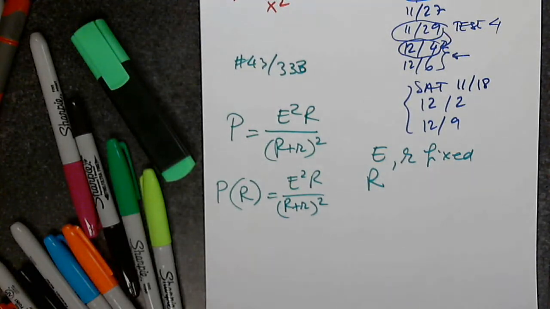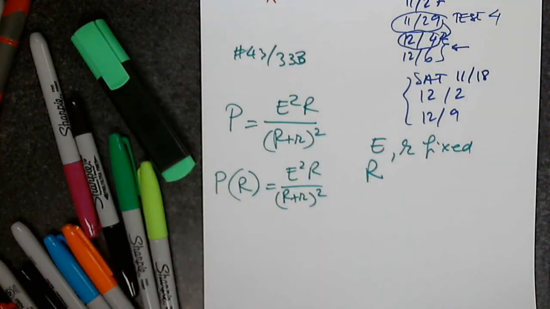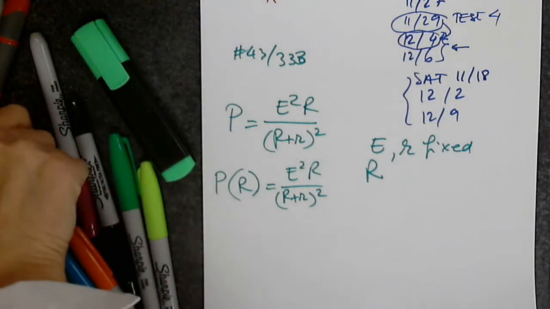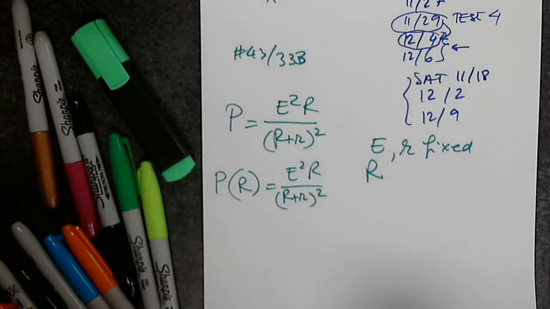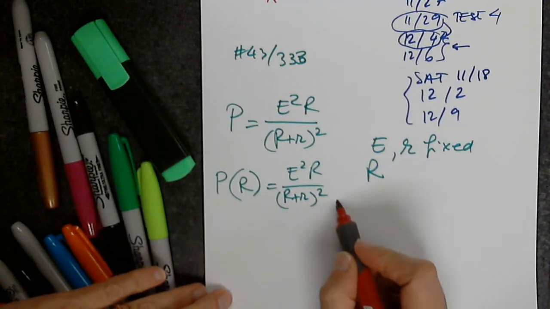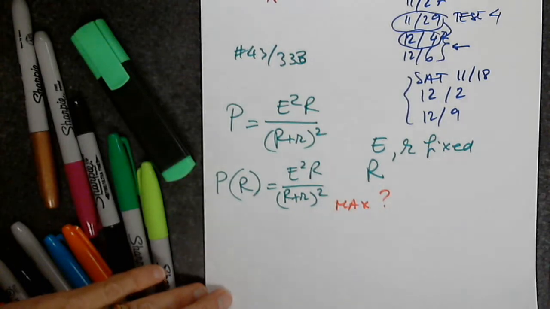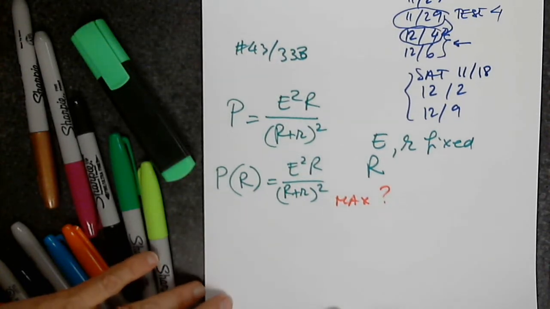So I have the privilege here, in a way, or I'm happy that I'm given the function. I don't have to create the function. There is no worry about finding the function here. I do have the function, and I'm asked to find its maximum. Okay, so what do I do first?